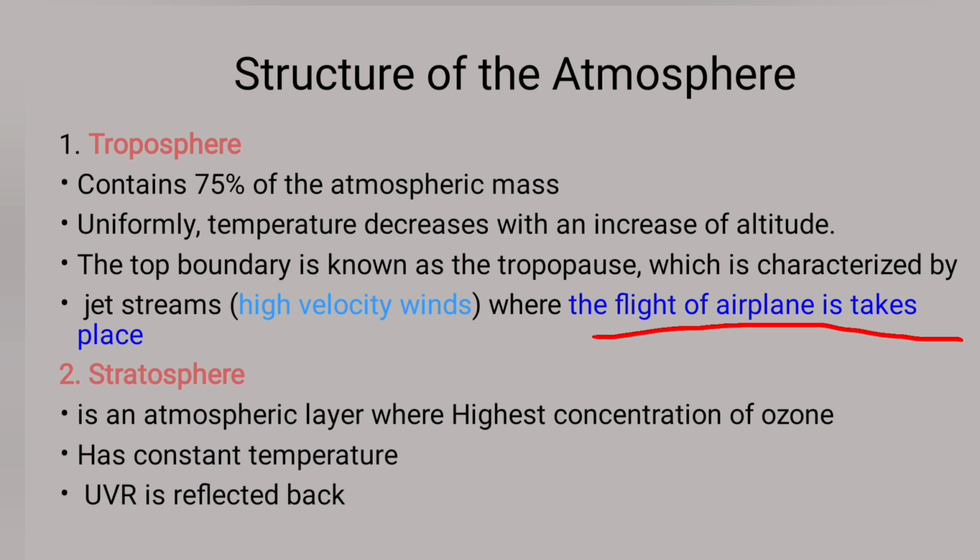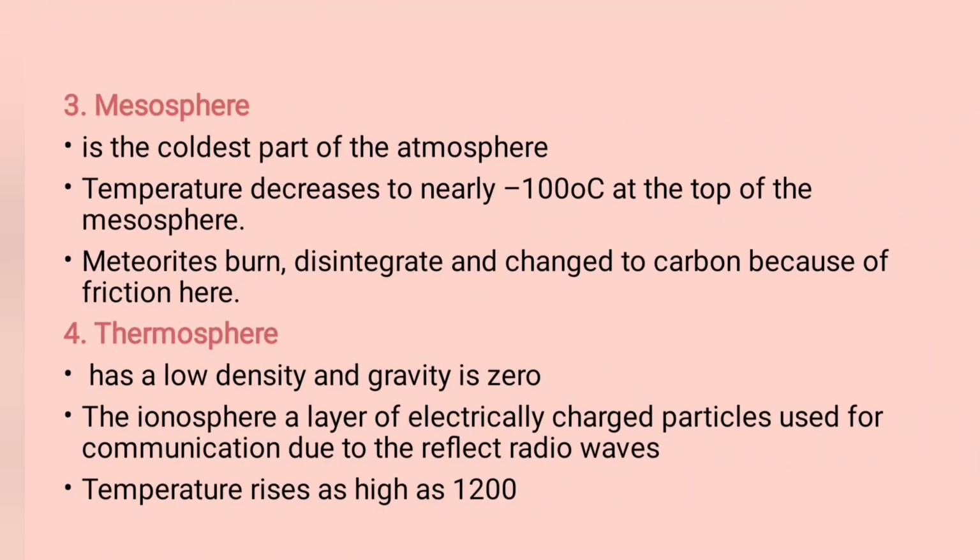The stratosphere is an atmospheric layer where the highest concentration of ozone is found. Ozone is the combination of three oxygens. So this combination of three oxygens, which is called ozone, is commonly found in the atmospheric layer known as stratosphere. This layer has a constant temperature, and ultraviolet is reflected back to its source. Okay, the third layer is the mesosphere.